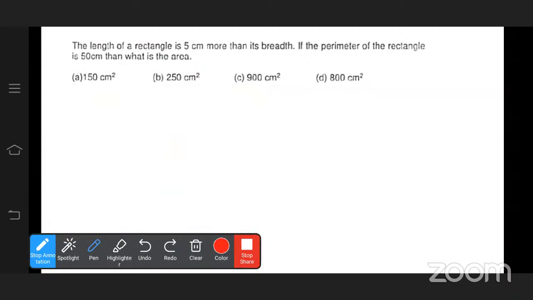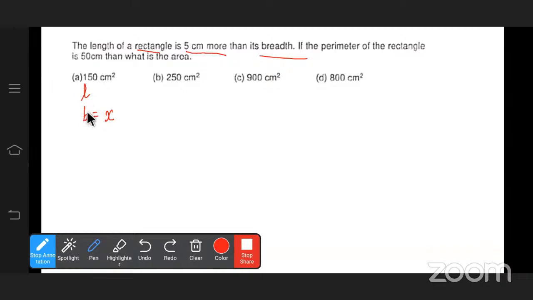So listen here. The length of the rectangle is 5 centimeter more than its breadth. If the perimeter of the rectangle is 50 centimeter, then what is the area? Okay, listen. What is the data they have given? The length of the rectangle is 5 centimeter more than its breadth. So I'm taking breadth as x, because they didn't give the value directly. I'm going to find the values of length and breadth.